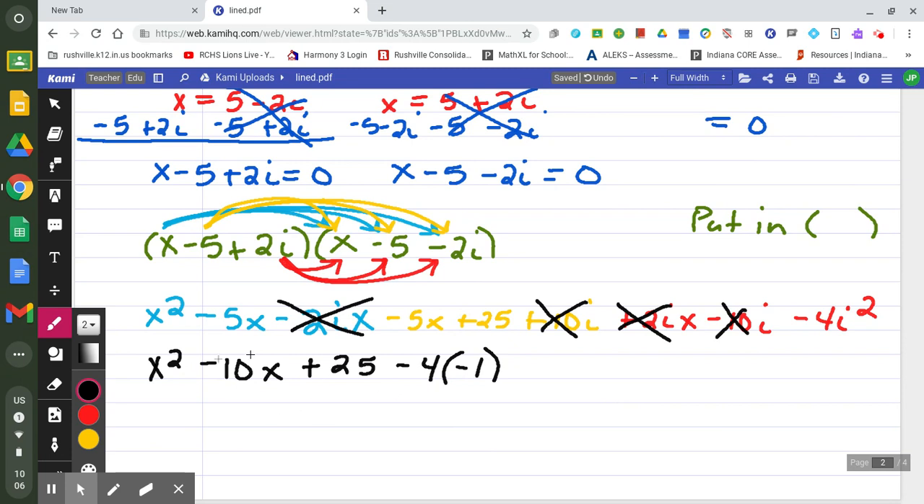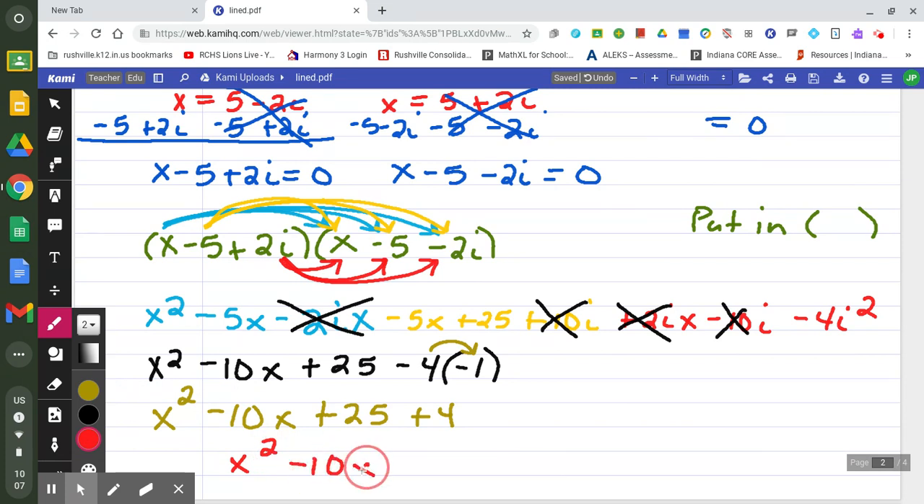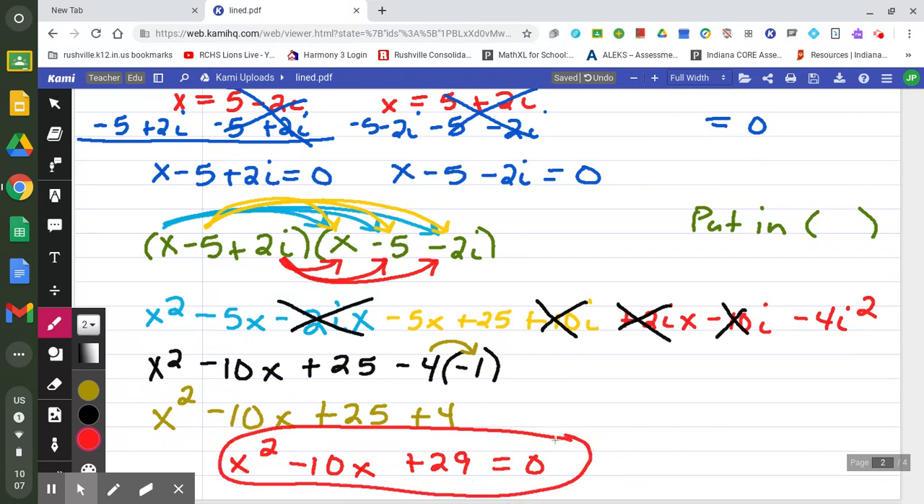So then now I need to start simplifying this. So I have x squared minus 10x plus 25. And what I have here is negative 4 times negative 1, so positive 4. So I have one more line to simplify. So x squared minus 10x plus 29. And these were all equal to 0. So again, in Math Excel, you will need to see which blanks you need to fill in.